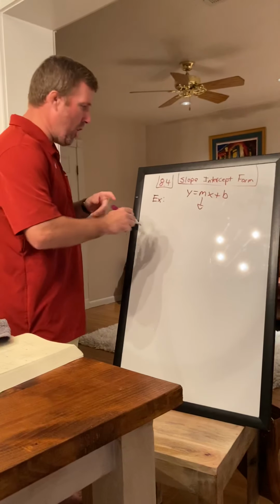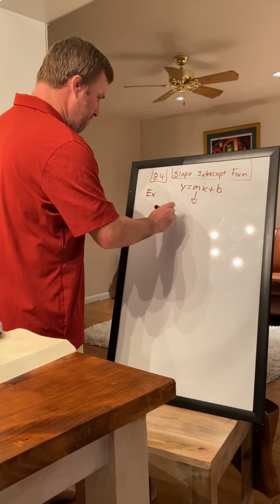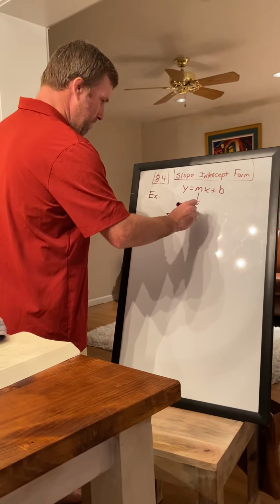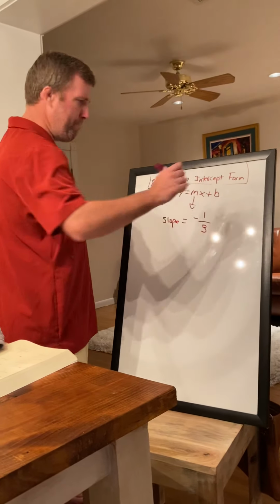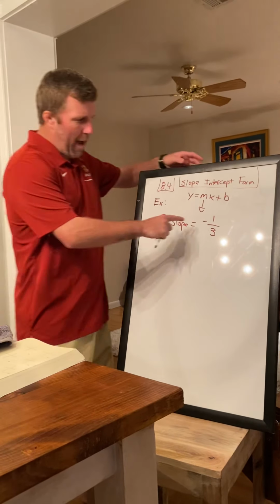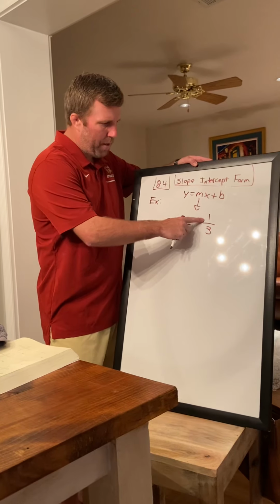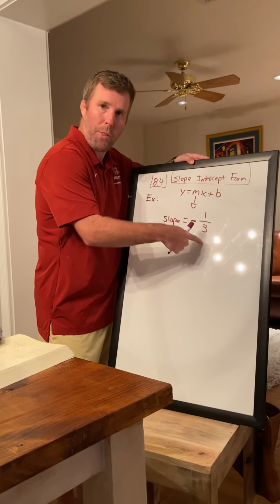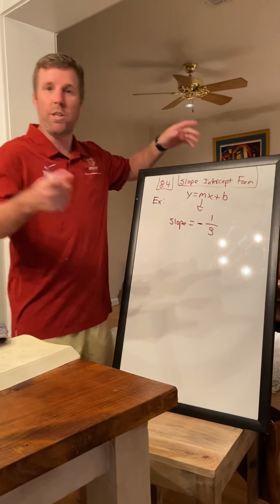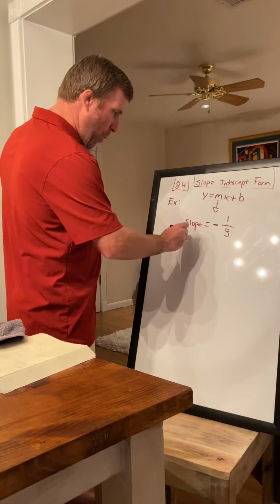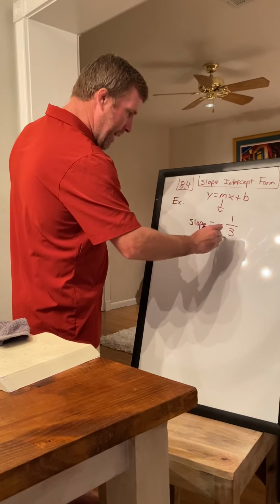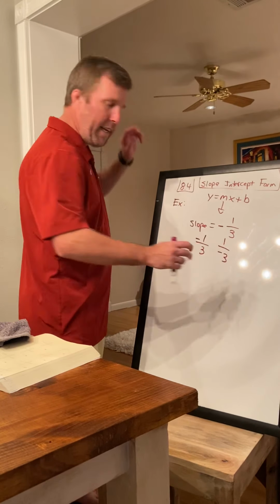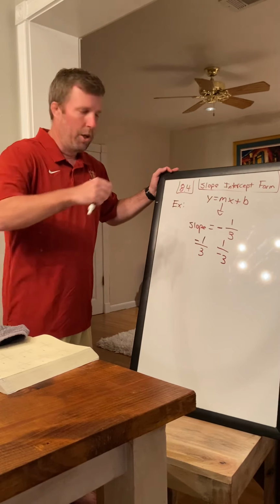Let's say I had a slope of -1/3. How do I know whether the negative goes with the 1 or with the 3? Well, it doesn't matter. It can go with the 1 or it can go with the 3. It just can't go with both. So check this out.